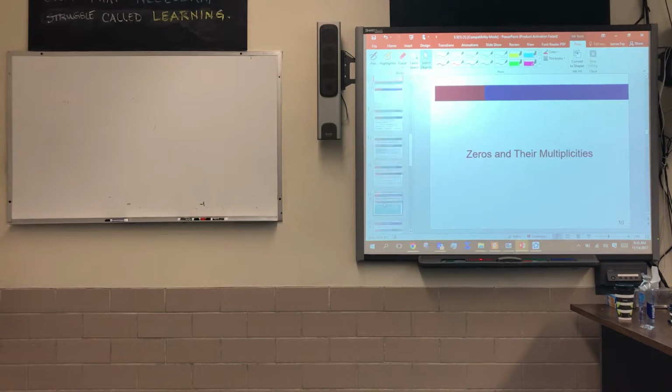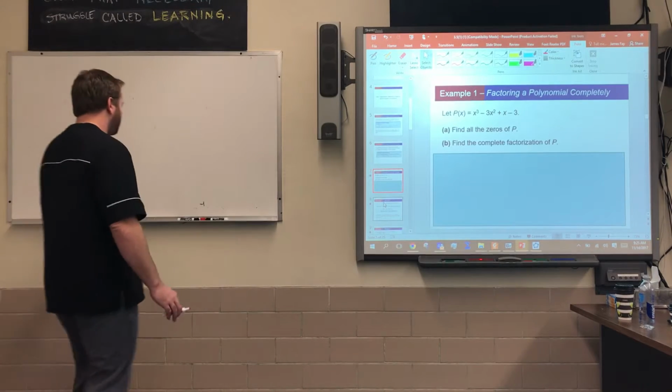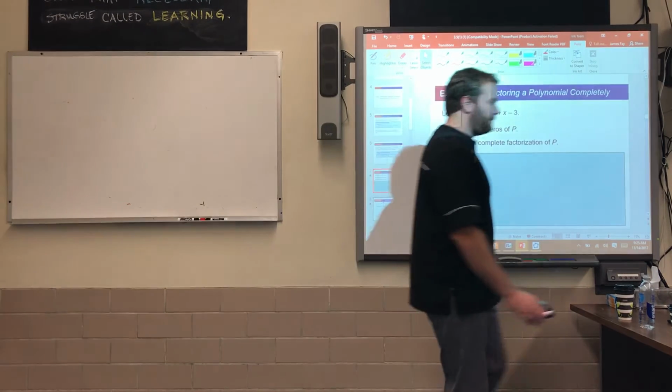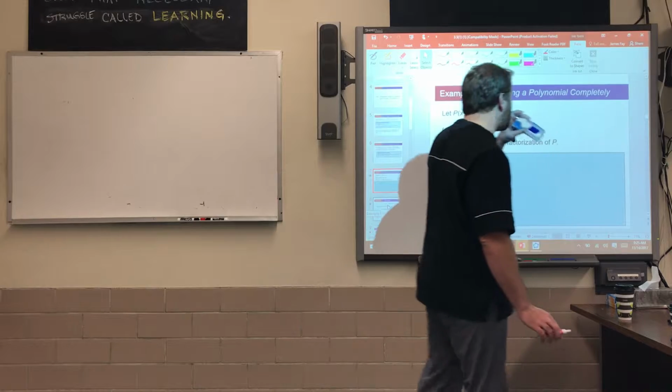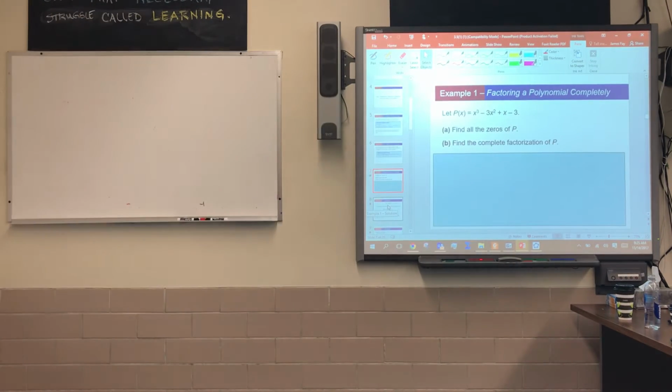Let's do some examples here. The first one says p of x is equal to x cubed minus 3x squared plus x minus 3, and they want you to find all the zeros of p. Now, yesterday I told you you can kind of cheat sometimes and use your calculator to get the ball rolling on a particular p over q value that might make sense to try, but then you still have to be able to do synthetic division.